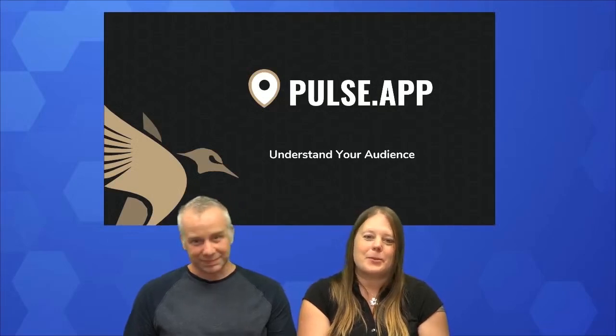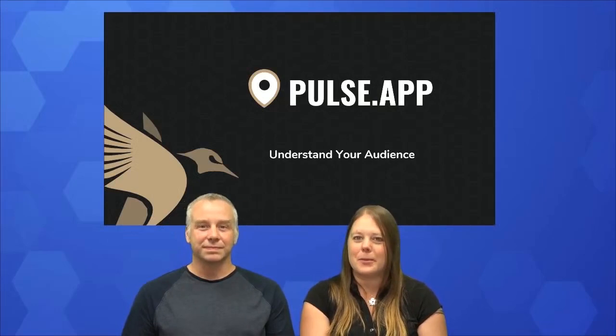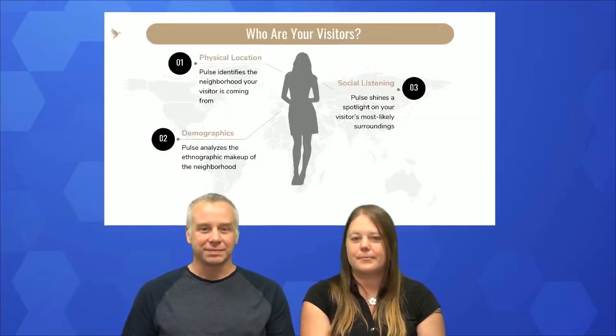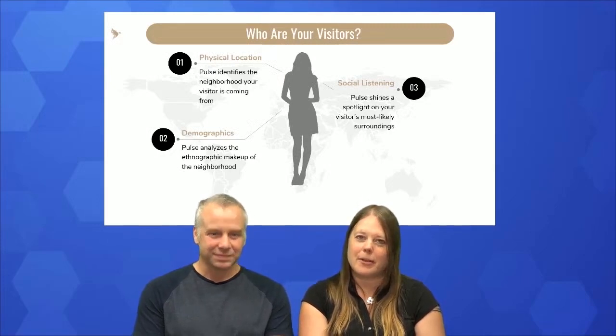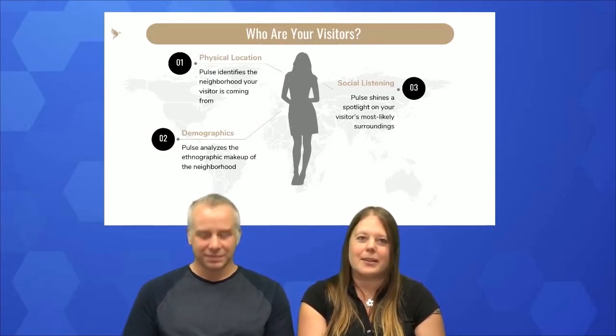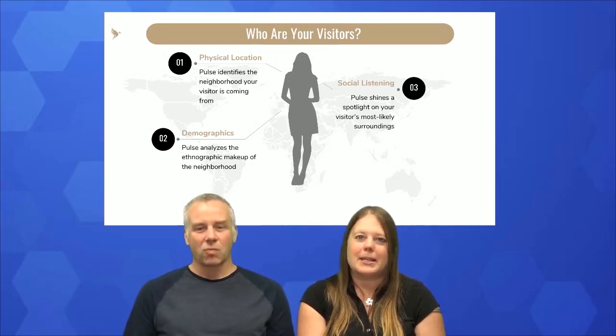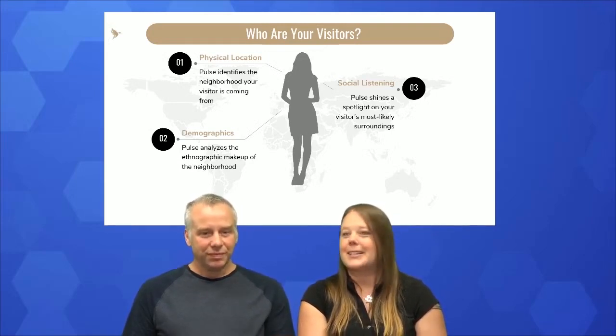So Pulse is a tool that helps you understand your audience and then speak to your visitors like them, even from the first visit. It does this by identifying the neighborhood that your visitor is coming from, and then looking at the demographic and ethnographic breakdown of that neighborhood, things like median age and income and homeownership rates. And then it layers on social listening information, which is anonymized and not as scary as it sounds.